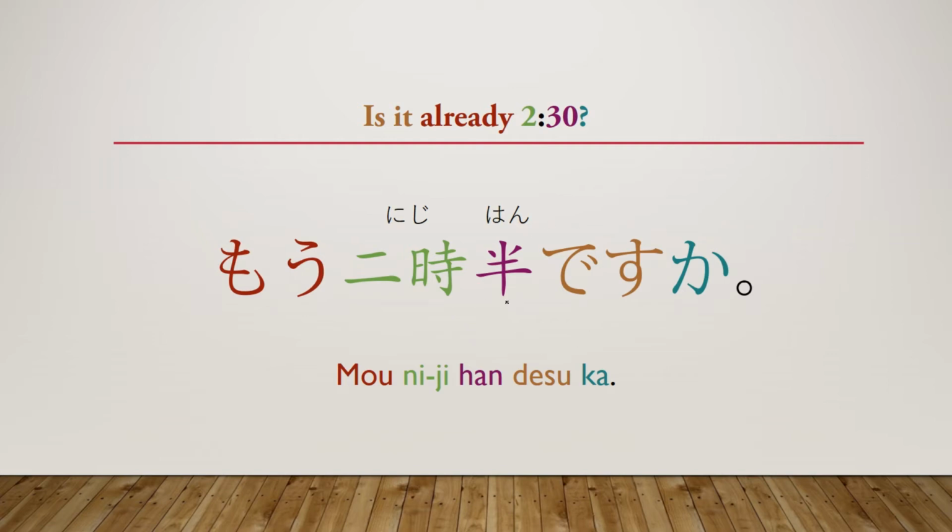So instead of putting the actual time here, so instead of putting 30 minutes, you can just put han, and that means half past the hour. So remember that, not to have to say the whole sanju and everything like that afterwards. You can just say han to mean half past that. So we have, of course, here our niji, which just means 2 o'clock, and then our han, which is the halfway to say 2:30. And then mo just means already, so it's already 2:30. And then our desu ka is just, of course, to ask the question.